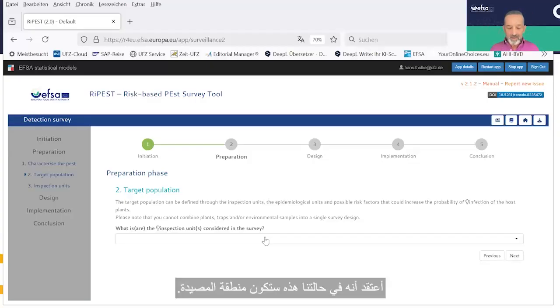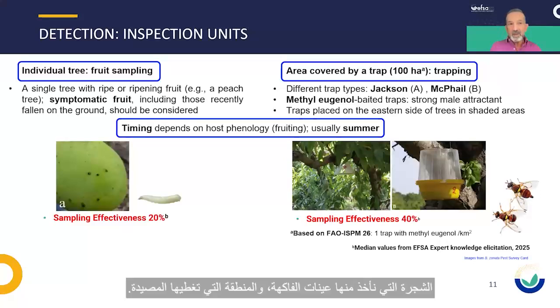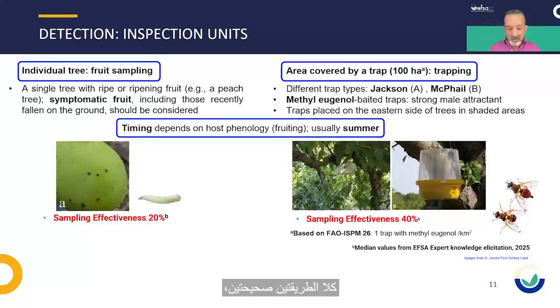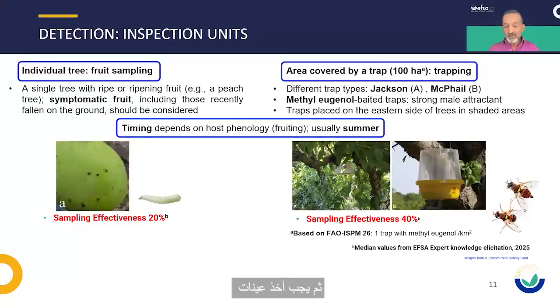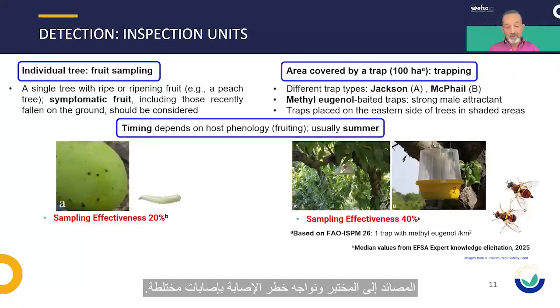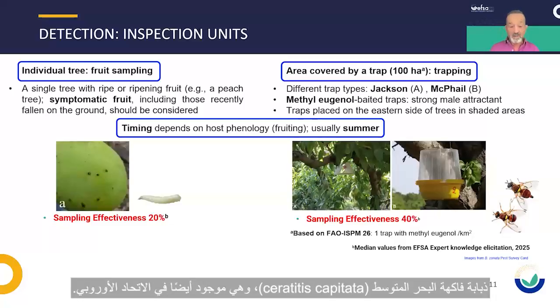I think in our case, this will be the area of a trap. But let me explain all the detection methods for this fly. If we can go to the next slide, please. So here we have the two different methods that we can use: the individual tree, where we sample for fruit, and the area covered by a trap. Both methods are valid. However, on the one hand, fruit sampling is more time-consuming than trapping. Samples have to be taken to the lab, and we have the risk of mixed infestations with fruit flies already occurring in Surveyland, like Ceratitis capitata, which is also present in the EU.